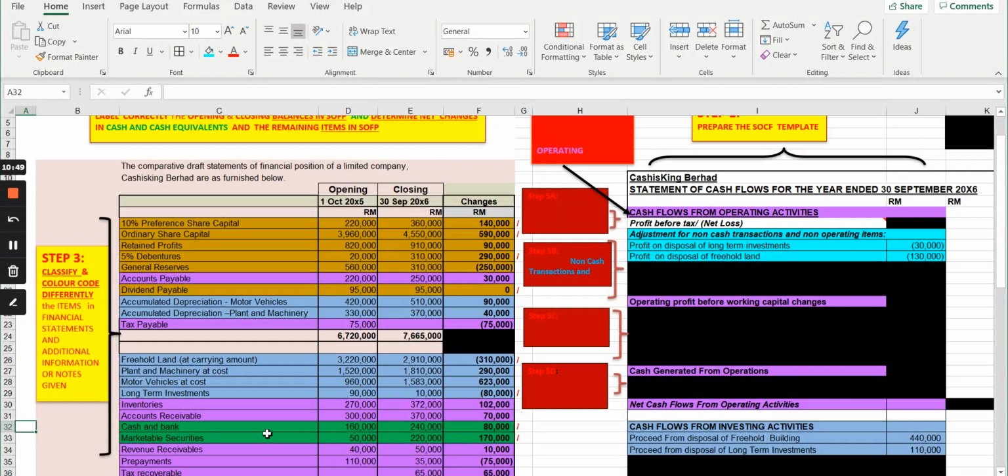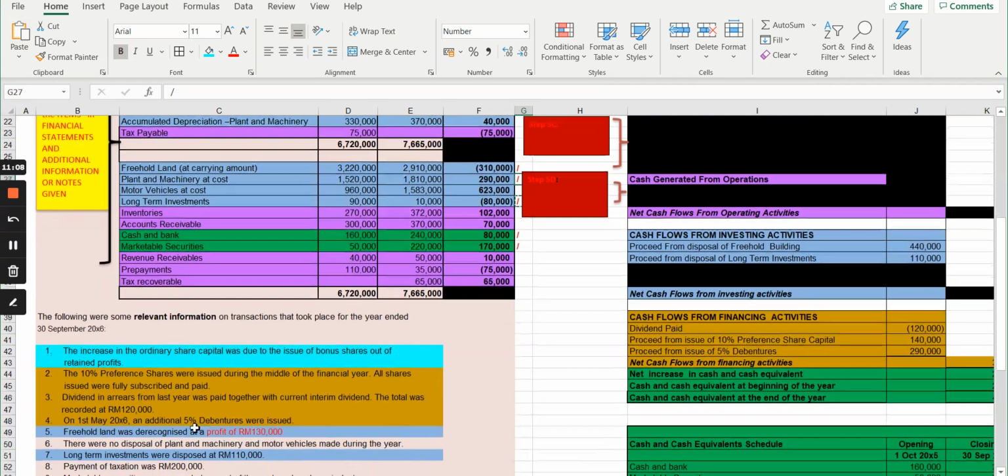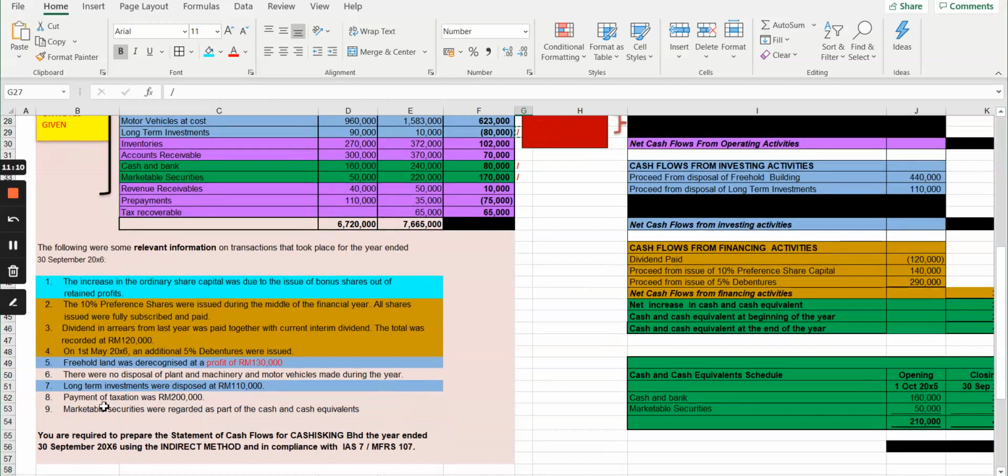Okay, you can now go on to your two items, which is plant and machinery, where you can see there was an increase of 290,000. So we're going to investigate that and review thoroughly what caused the changes. So go and check additional information if there is any information telling you about what happened to the changes in the plant and machinery. Yeah, you have one item here.